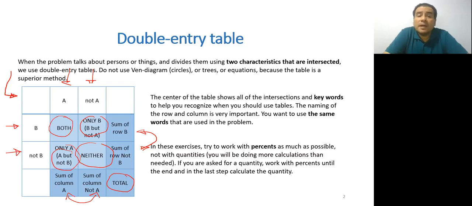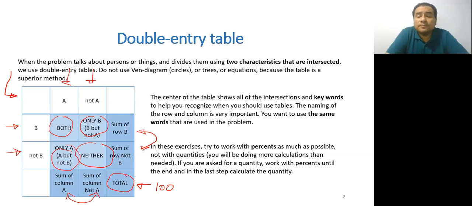It's very important that for a faster filling up of this table, you can use percents or fractions. Usually percents are superior because you can just fill in the number 100 here, and in all the other boxes, the numbers represent percents, okay? So if you are asked for a quantity, you can work with percents until the end, and in the last step, you can calculate the quantity, okay?